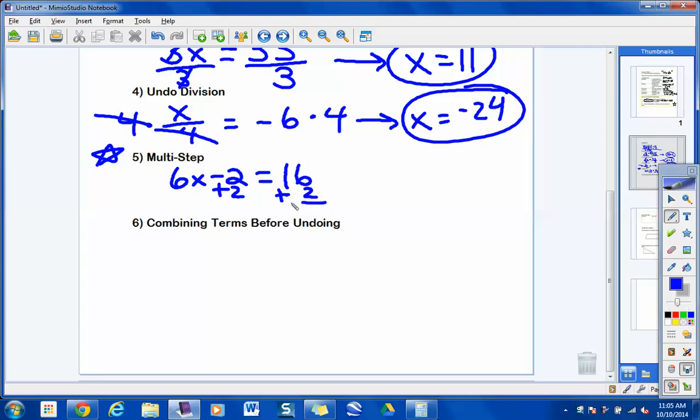All right, so help me out. On the left side, what's the negative 2, positive 2 going to do? Cancel. So what are you left with as an expression on the left side now? 6x. Okay, so this becomes the following. It becomes 6x on the left because the negative 2 and positive 2 simply canceled. Then what's that going to equal on the right when you have the sum of 16 and 2?